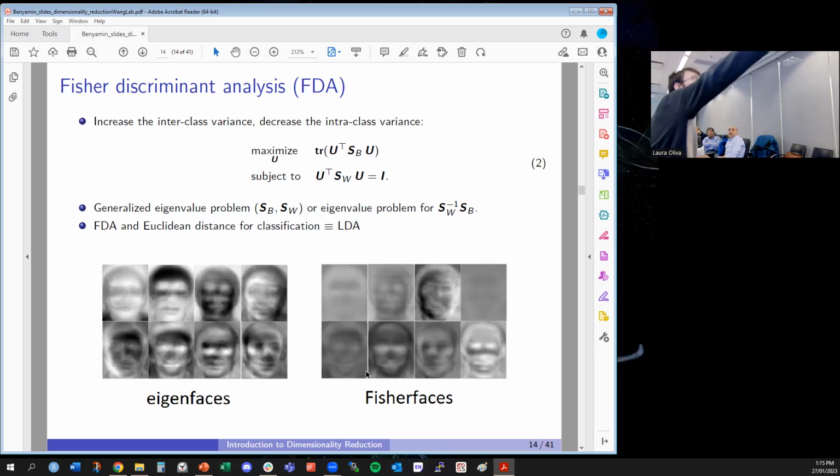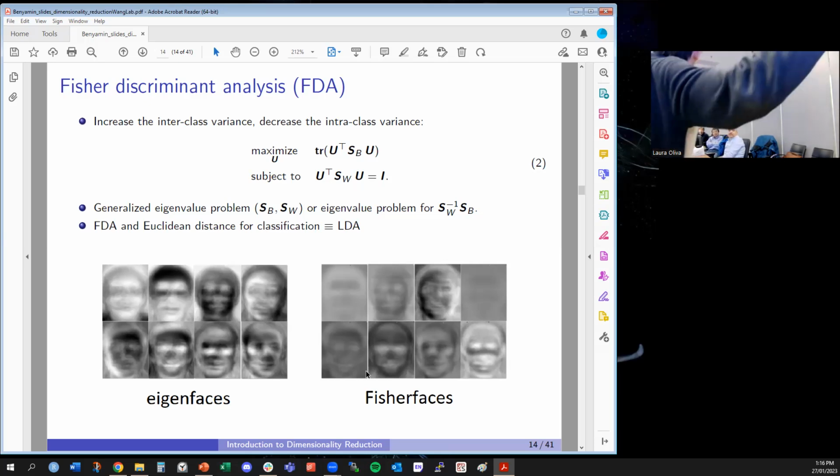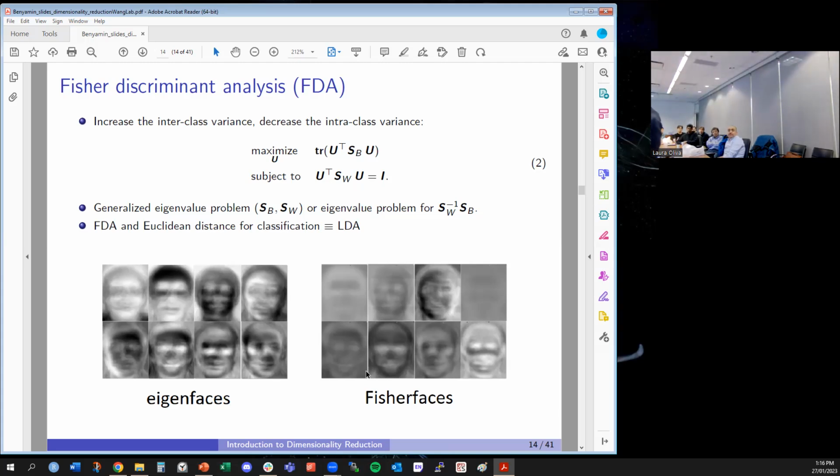So the individual faces are these U columns, but you reshape them as an image again. Right, each of the faces is an individual U column. And they are in order of importance. I guess you can treat them as eigenvector components. Yeah, exactly. I see. So these are eigenvectors of U in PCA. These are eigenvectors of U of data in FDA.